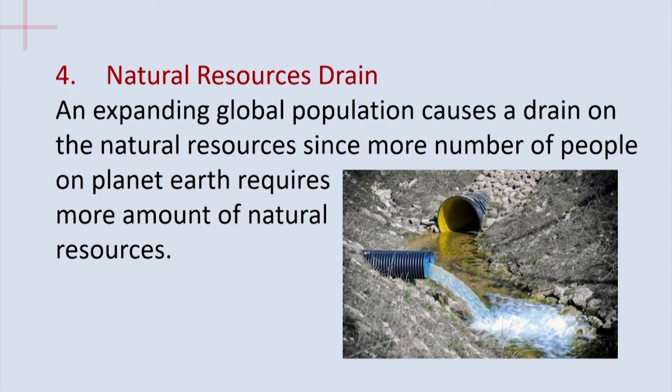Next, the fourth environmental threat is natural resource drain. An expanding global population causes a drain on the natural resources, since more people on planet Earth require more water, more food, more energy and more materials for infrastructure, and hence it causes a drain on the natural resources. As human population continues to increase, the environmental stress and resource depletion increases.